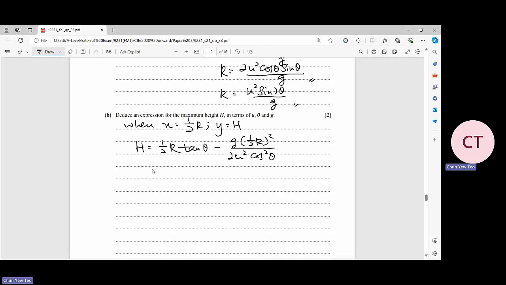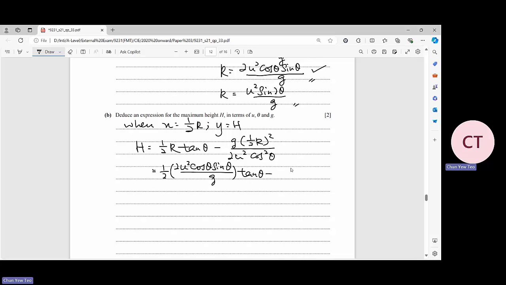Okay, so your R, change it. I think over here, since this one is theta, no, 2 theta, it's better we use R equals 2 cos theta sine theta u square over g. That will be better. So I make it like this. Half R, 2u square cos theta sine theta divided by g.